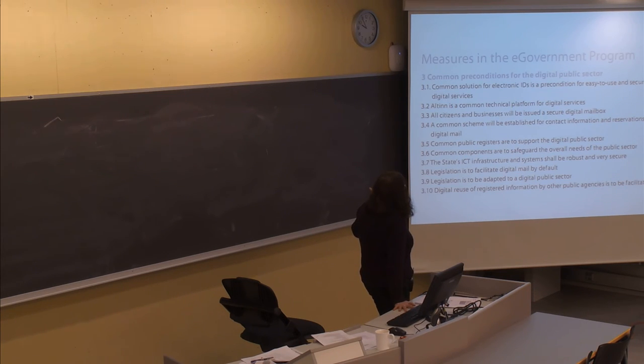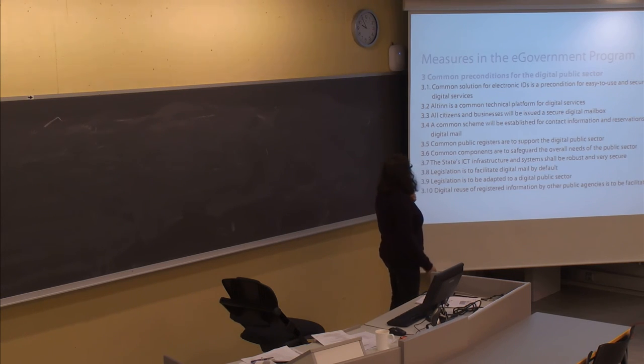They started talking about the preconditions for the public sector. In order for this to work, we had these common components at the bottom. One of the common components was an electronic ID. And that OLTIN would become also the common technical platform for digital services. And that all of the citizens would get a digital mailbox. So these are all the common components.